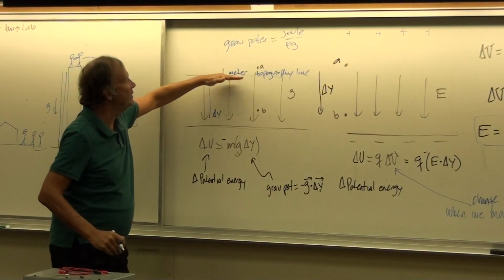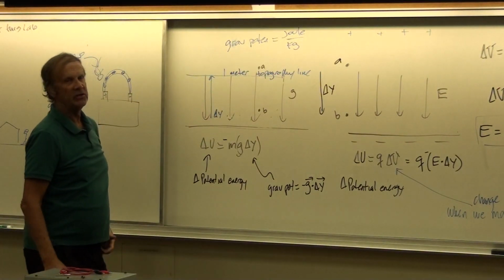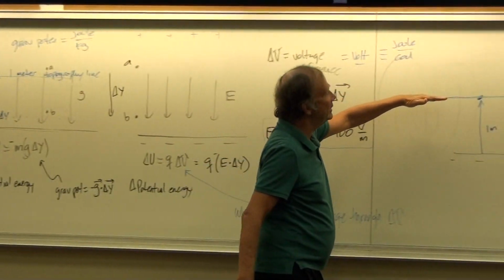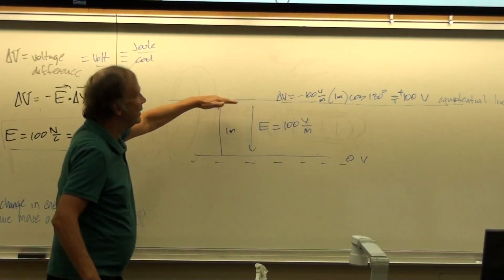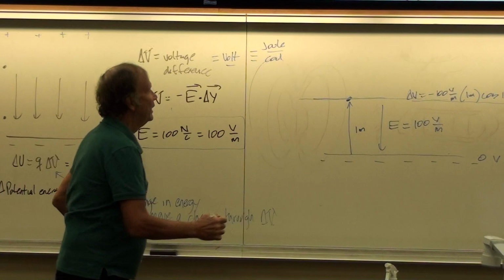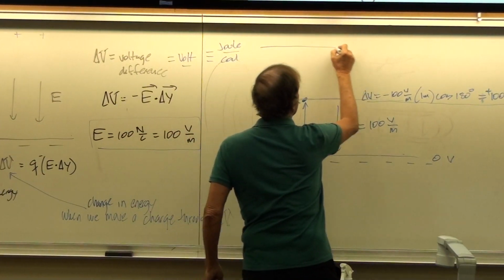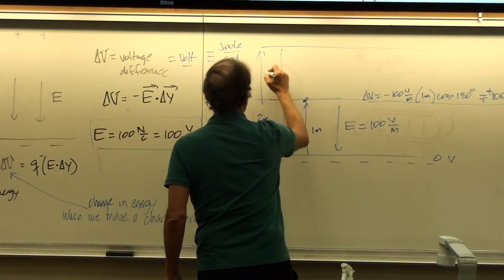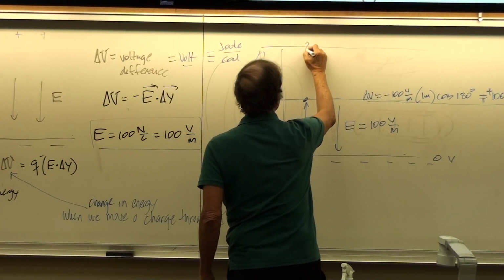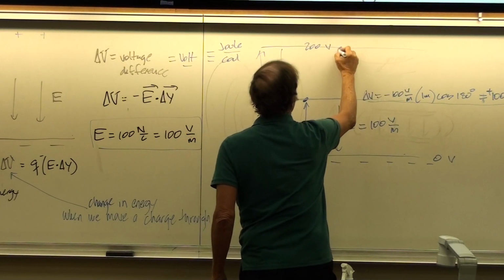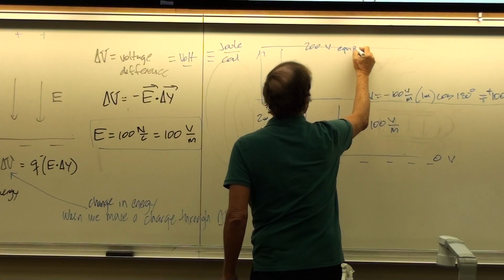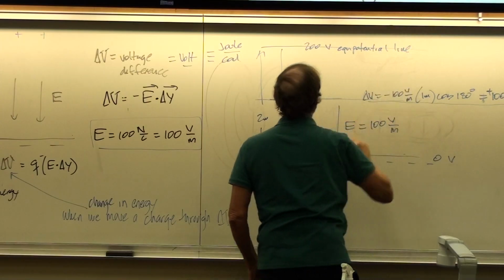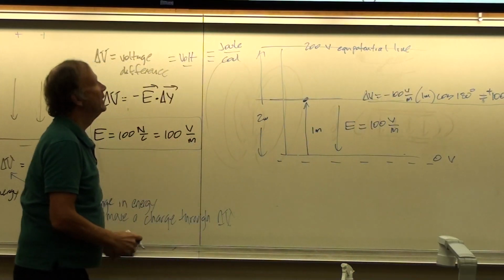You move across here and you don't change your gravitational potential energy. You move across here along an equipotential line, you don't change your voltage. If you go up 2 meters, 100 volts per meter, then up here, this is your 200 volt equipotential line. And etc. We could keep going.